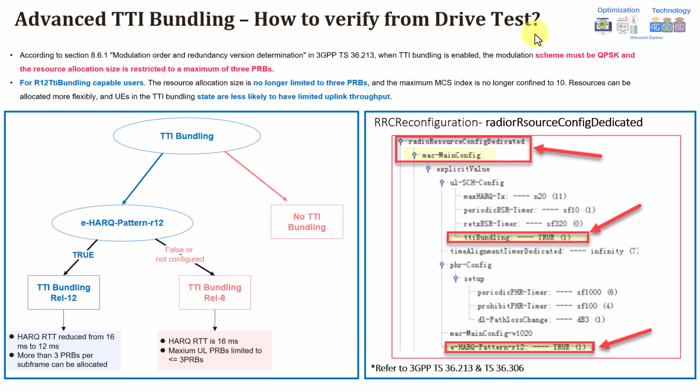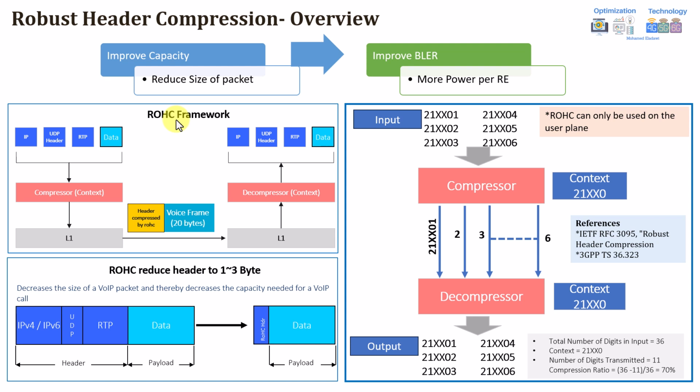And this is all what I need to discuss about TTI bundling. Now let's move forward for the second feature, which is robust header compression. Okay, now it's about robust header compression. This is also a standard feature which is usually enabled by default. You just need to check or make an audit for your network, but usually this is being enabled.